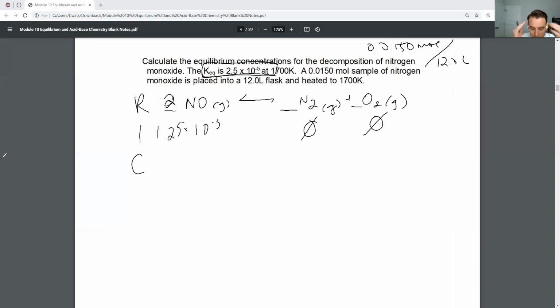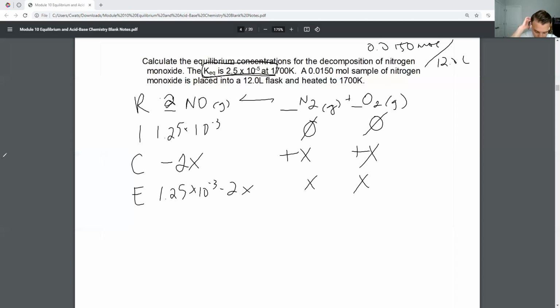The change is based off of your balanced equation. I have only reactants, no products, so the reaction will shift to the right, which means I'm going to lose the reactants and gain products. How much do I lose? Well, I'm going to lose 2x because of the coefficient. I'm going to gain x and I'm going to gain x. So what we're going to end up doing is solving for x so we can determine what these concentrations are at equilibrium. So for equilibrium, I said all you do is combine I and C.